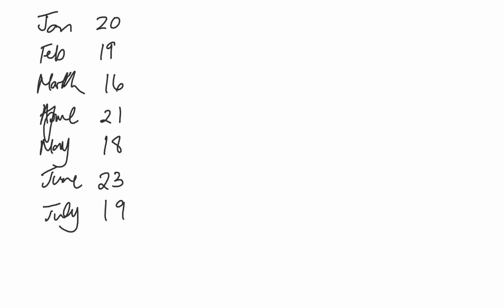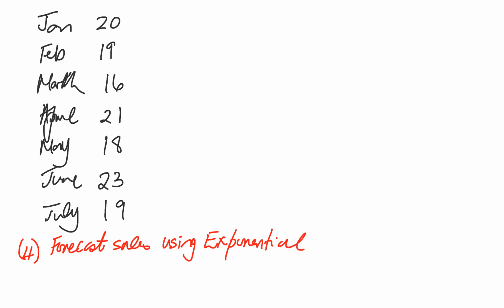So this is instruction number 4. We have done up to instruction 3. Instruction 4 says: forecast sales using the exponential smoothing with a smoothing constant, that is alpha, equals 0.2, and assuming January's forecast to be 19.